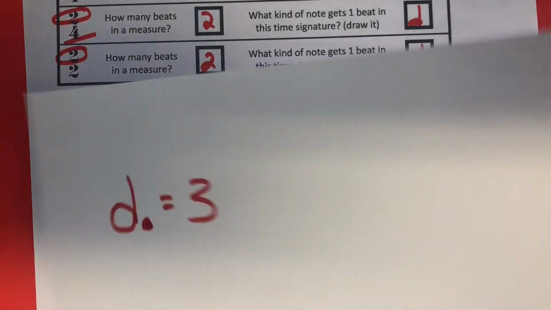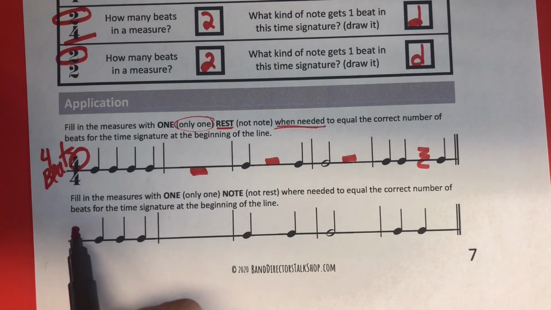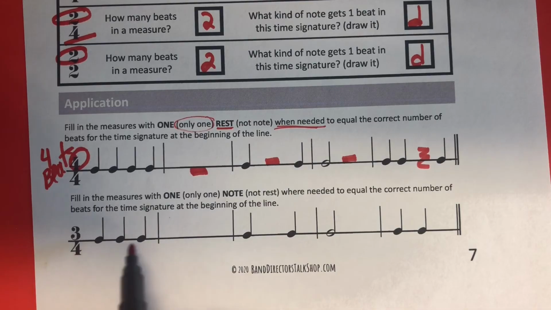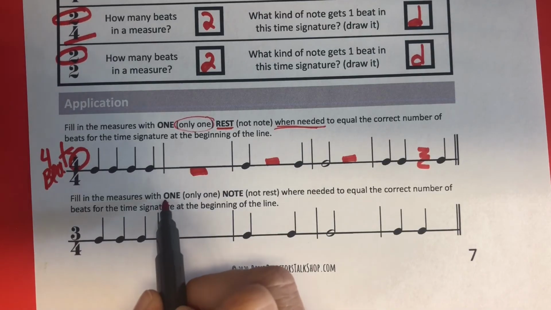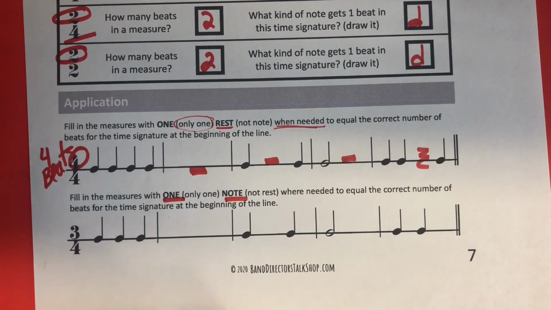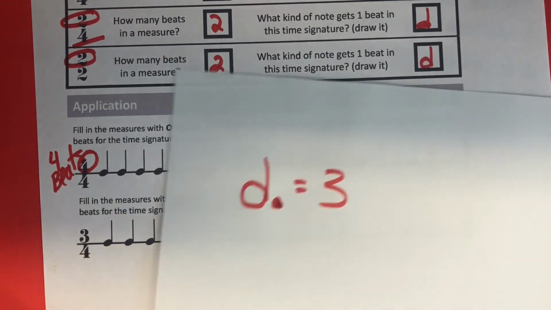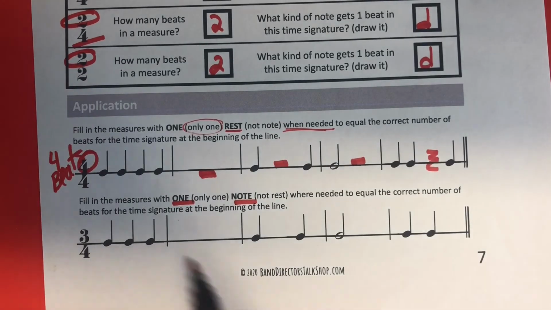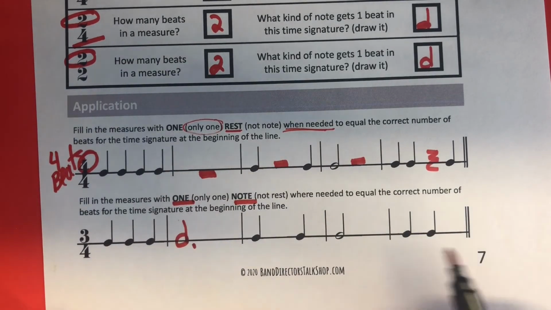Okay, the reason you need to know that is on this next line we are in 3/4 time, which means each measure needs 3 beats. So here you'll see you have 1, 2, 3 in the first measure, so that's correct. In the next measure, you're also going to need 3 beats. And if you look at the directions, it says 1 and only 1 note. So we need a note that gets 3 beats. So that's why it's important that you understand that there is a note called a dotted half note that gets 3 beats. So we're going to put that right here, dotted half note.